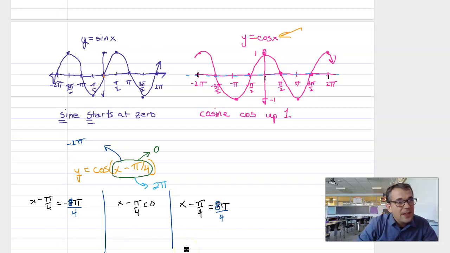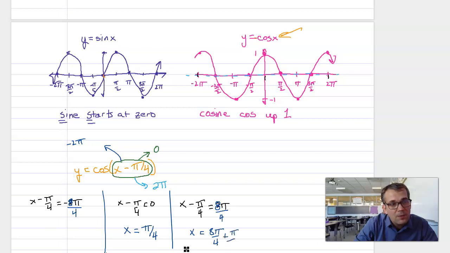Let's do the middle one first. That's the easiest. If x minus pi over 4 equals 0 and I want to solve for x, I'll add pi over 4 to both sides. So that'll be x equals pi over 4. And then this guy, 2 pi, I can think of that as 8 pi over 4. If I want to get this x by itself, I'll add pi over 4 to both sides. So x would equal 8 pi over 4 plus 1 pi over 4. So that's going to give me 9 pi over 4. Let's deal with this first.